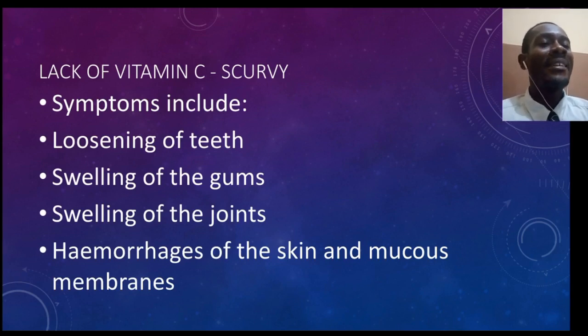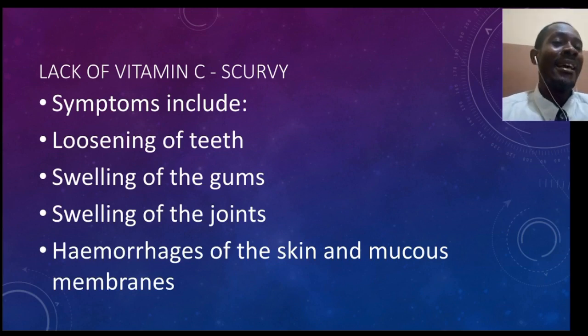Hemorrhages of the skin and mucous membrane. The person, without any accident occurring, all of a sudden will start bleeding in some internal parts of the body. For instance, from the nose, the person might start bleeding. Even in some other areas in the respiratory tract, both in the trachea, the air pipe, and the rest of them, there can be some internal bleeding.